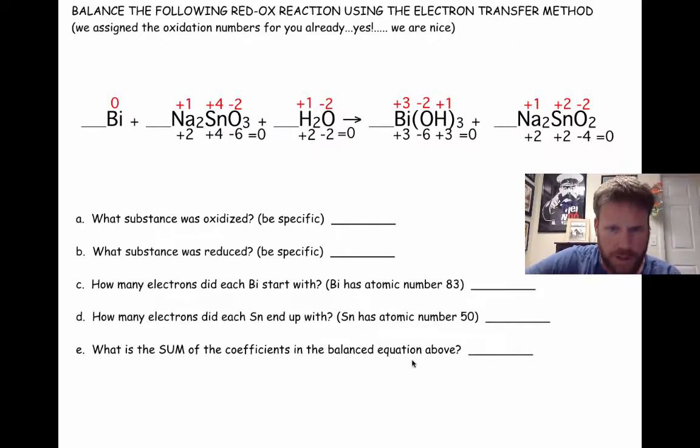All right, you try to balance this equation on your own. Don't worry about the questions here. Just try to balance this equation and see how you do. When you think you got it, press play to check your answers.